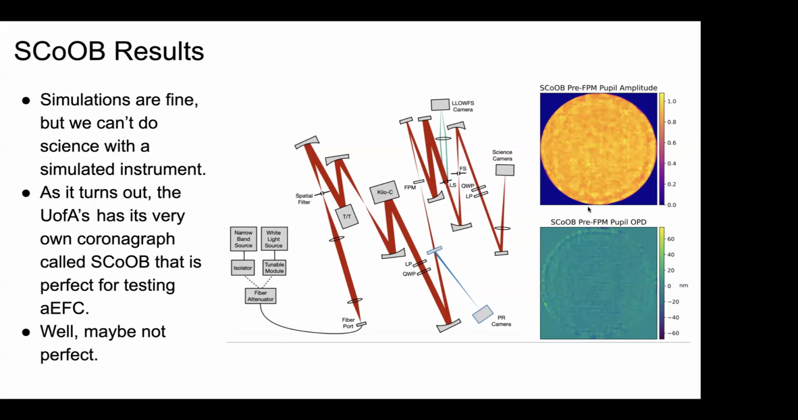And you may wonder why I've been specifying pre-FPM this entire time. It's just because the aberrations that are pre-focal plane mask are the most important in a coronagraph system. So that's why.